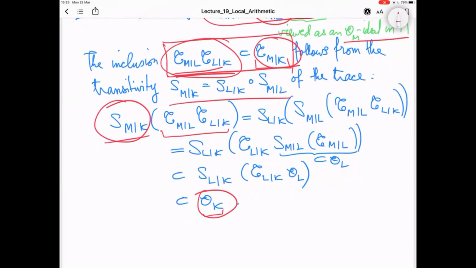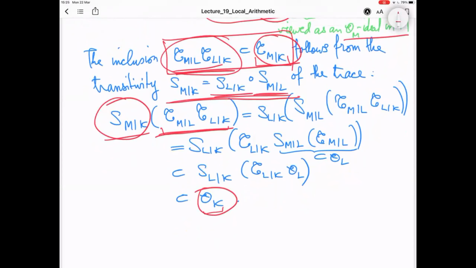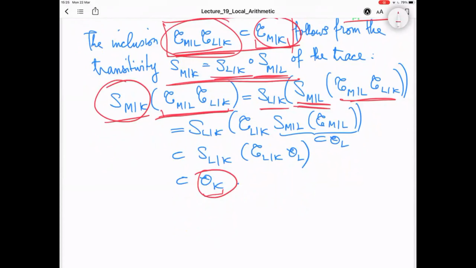Fine, so let's look at S M over K of the product of these two ideals. But S M over K is this composite, this and this. So I write it as S L over K followed by S M over L of this ideal. Now S M over L of C M over L is contained in O L more or less by definition of C M over L. And this inclusion follows from the definition of the complementary ideal M over L.